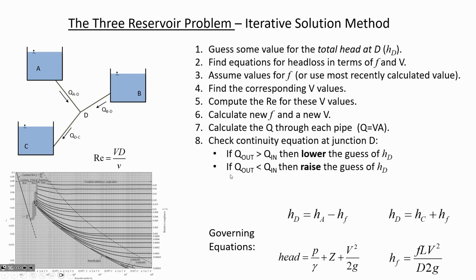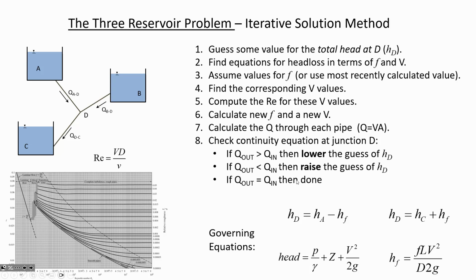If the flow out is less than the flow in, then that means we need to raise the guess of how much energy there is at D. And when in and out are equal, then assuming that the F values have converged, we're done and we've got the solution to the problem.